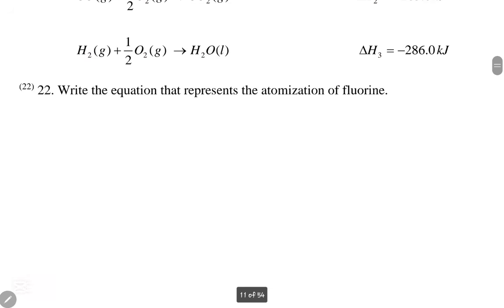Write the equation that represents the atomization of fluorine. Very simply, you have X of an atom, right? Usually they will give it in the standard format. For example, it could be solid, liquid, or gas, and it will give me a single atom of the element. So fluorine in this case is F2.